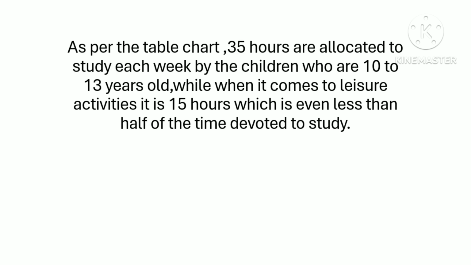Now in the second paragraph, I have described the table chart. Let me read what I have written. As per the table chart, 35 hours are allocated to study each week by the children who are 10 to 13 years old. While when it comes to leisure activities, it is 15 hours, which is even less than half of the time devoted to study. So these are the main features of the table chart that I have written along with data. The time spent on study, the time spent on leisure activities, and I have done a comparison also, that it is even less than half of the time spent on study.